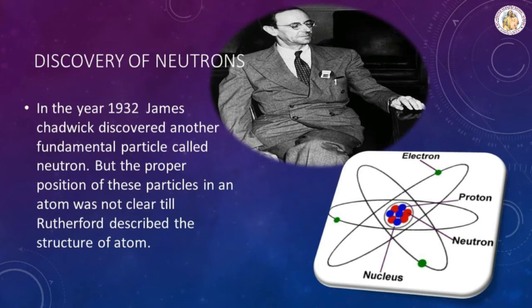Discovery of neutrons. At the time of J. J. Thomson, only two fundamental particles like proton and electron were known. In the year 1932, James Chadwick discovered another fundamental particle called neutron. But the proper position of these particles in an atom was not clear till Rutherford described the structure of atom. And you will study about Rutherford's atom model in your higher classes.